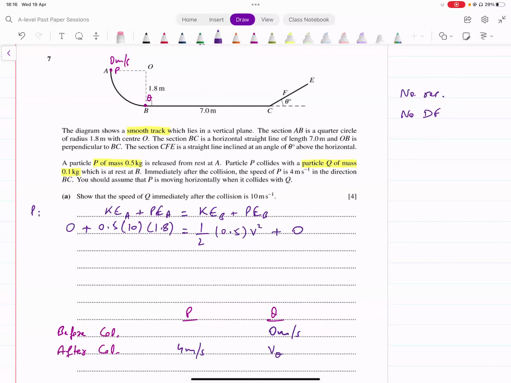यहाँ से आपके पास v की वैल्यू आ जाएगी। Let's evaluate that and see what that turns out to be. 0.5 into 10 into 1.8 multiplied by 2 divided by 0.5, that's giving me 36. 36 का स्क्वायर रूट करते हैं तो हमारे पास आ जाता है 6। v की वैल्यू 6 आ गई। This is the velocity of the particle P at the point B before collision.